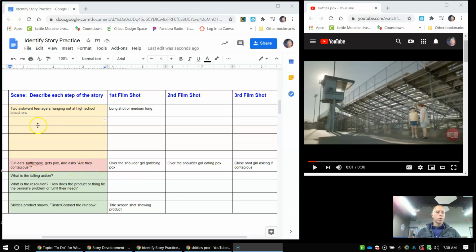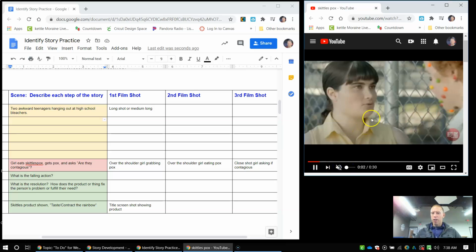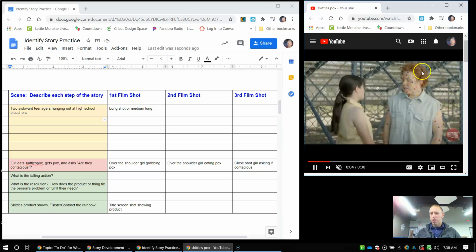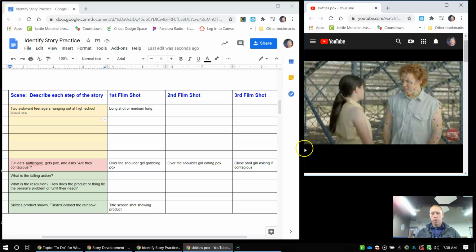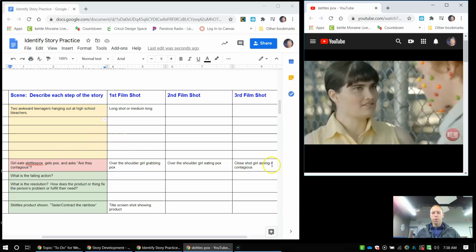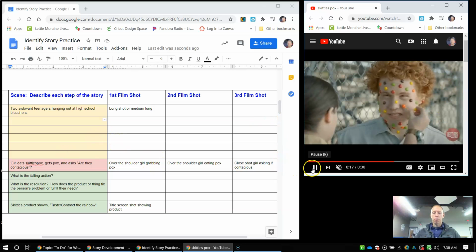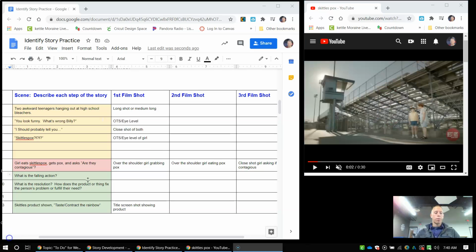Let's clear out the rest of the questions in our yellow section here for the rising action. There's not a whole lot of rising action in this commercial. They're just kind of standing around talking. The girl is like, hey, what's going on with you? And he says, oh, the doctor says I have Skittles pox. So that's what we can put in our yellow section, that they're having a conversation going back and forth, and she's asking about the Skittles pox. Your rising action section should look something like this.